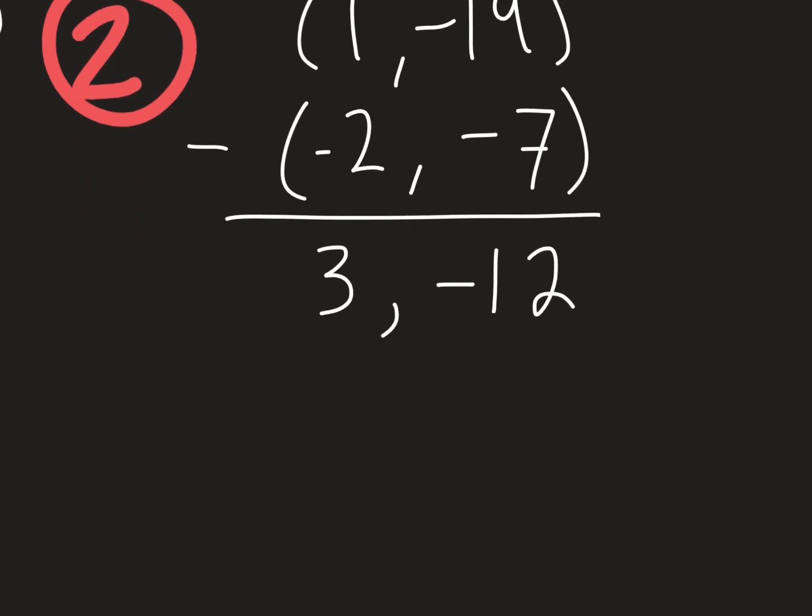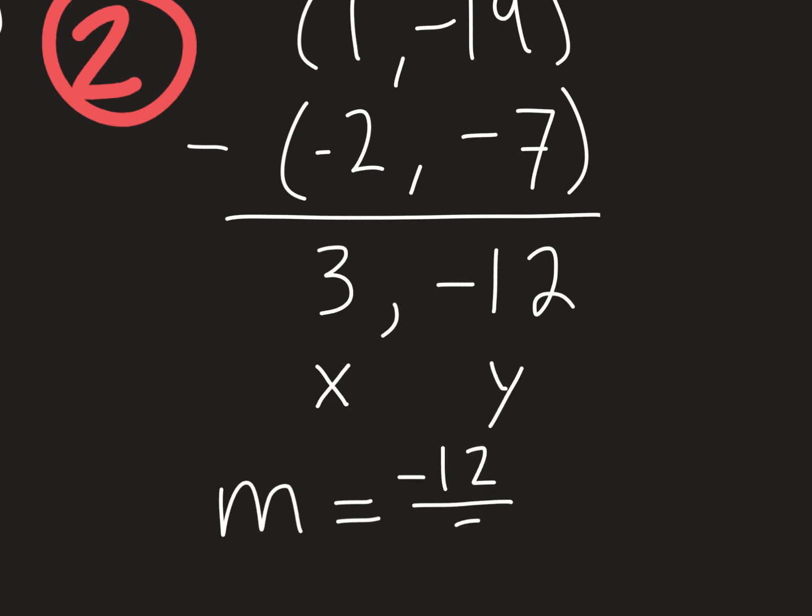What is 3? It's which value? 3. Positive. X. And this is y. The rule for slope says what over what? Rise over run. So which of those is rise? Negative 12 over 3. And that's it.